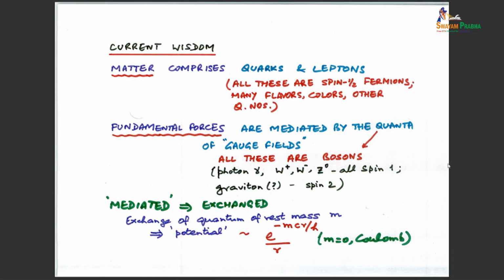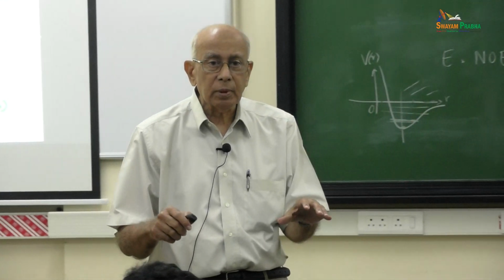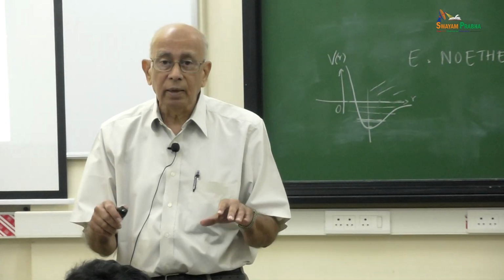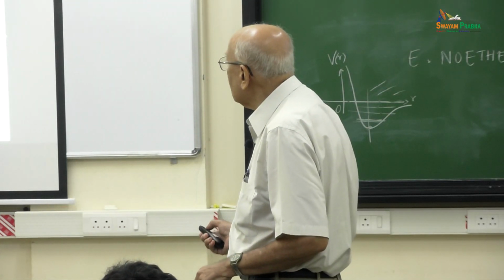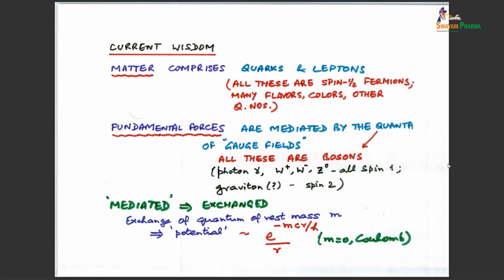So our current wisdom, called the standard model, says that matter comprises two classes of objects called quarks and leptons. And there's a kind of deep symmetry between them, which again we don't fully understand here. There are several types of quarks and leptons, but what is common to them is that they all have spin half. You're already familiar with the idea of spin of an elementary particle. All of them are therefore fermions, spin half fermions. But they come in many flavors, colors, and other quantum numbers. They have a whole variety of quantum numbers associated with them.